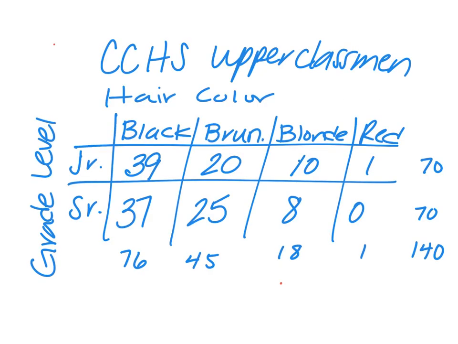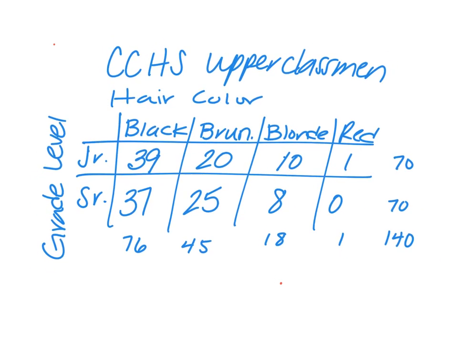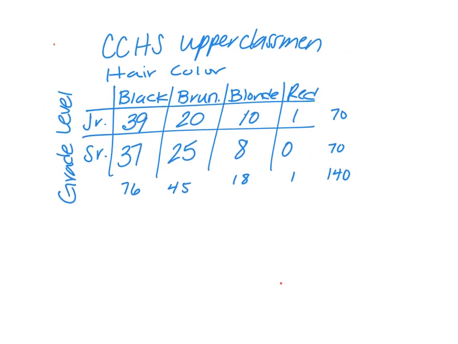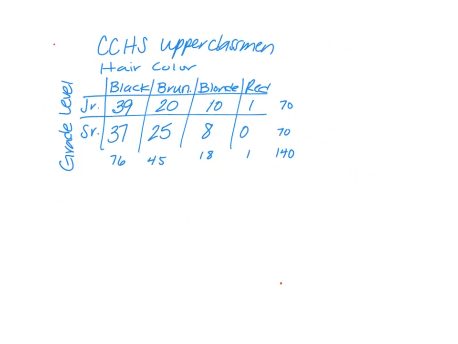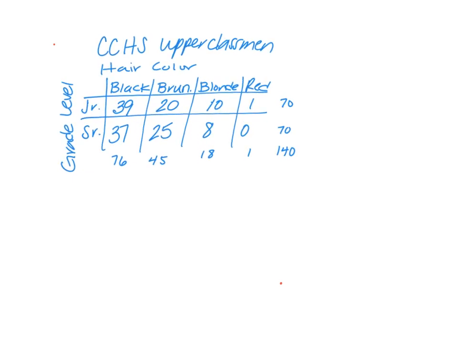So let's look at this example that I've got here. This is some info I just made up real quick to give us something to look at. And it's a set of data that's, say, information related to Columbus upperclassmen. So we've got our grade level along one edge and then hair color along the other. So you'll notice that it's broken down into different groups.